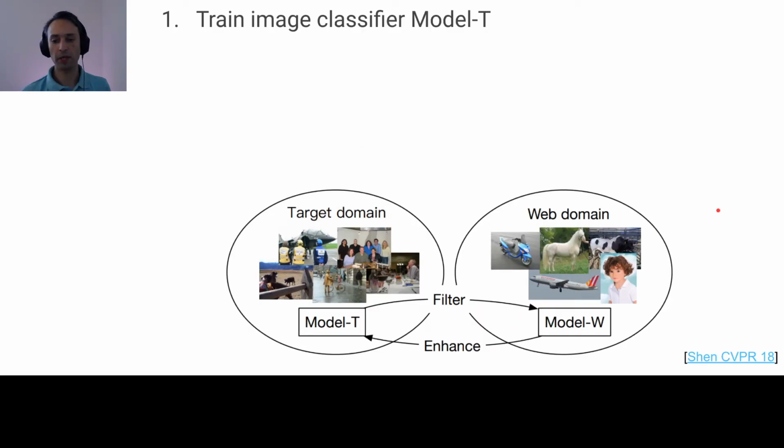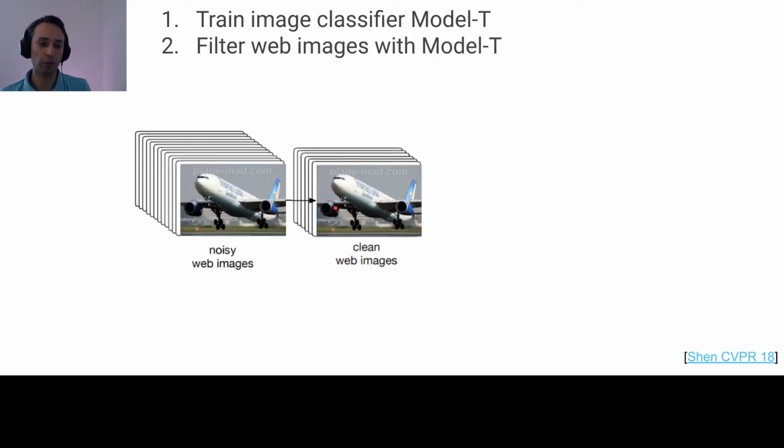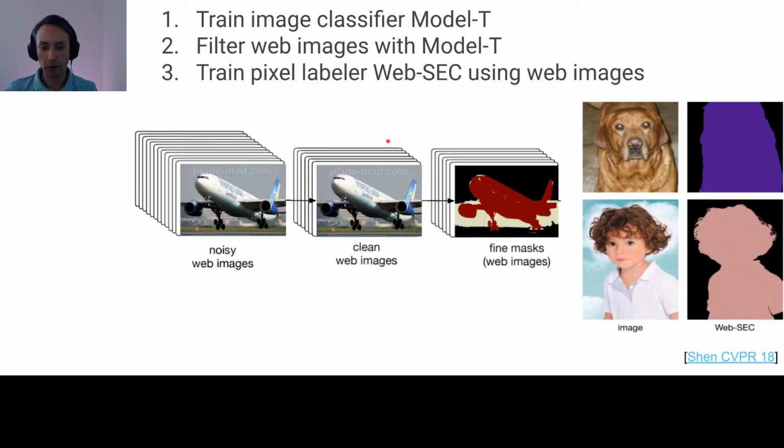So in this CVPR 18 paper, they propose to think of the target domain you're interested in and the web domain, which is basically every single image that has similar keywords to what you're interested in. They propose to first train an image classifier on the target domain, and then use this classifier over the web images. This allows selecting only web images that have objects similar to the target domain, and then they apply some of these image-level label to pixel-level label weakly supervised techniques to obtain a model that can segment the class of interest.